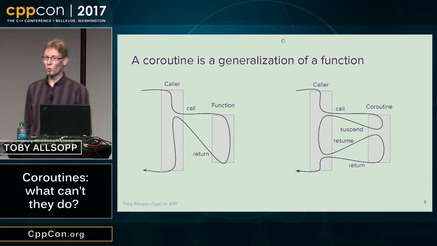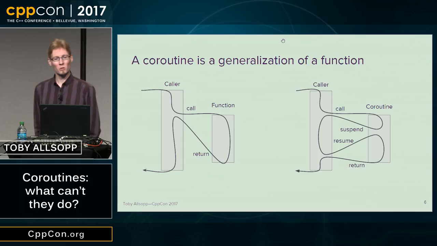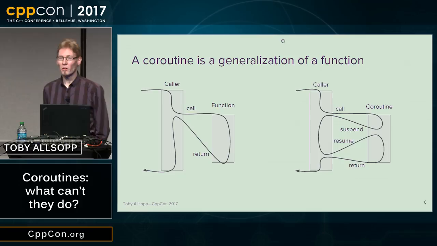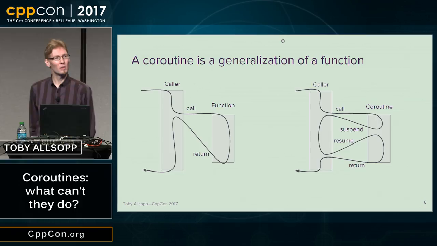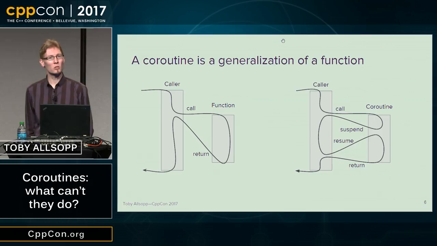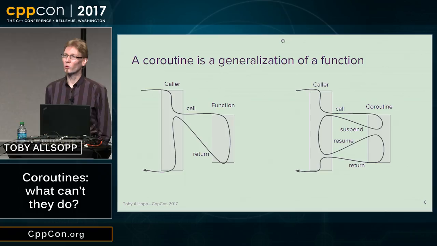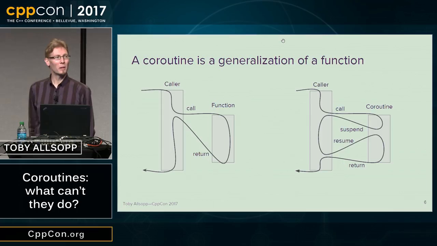So first of all, what's a coroutine? It is a generalization of a function. Coroutines are functions, but they're functions that have extra capabilities. On the left there is a diagram that shows a caller calling a normal function. When you call a function, control flow transfers to the function. The function runs to completion until it returns, and then control flow transfers back to the caller at the point where it called the function. That should be pretty familiar to people who have called functions before.